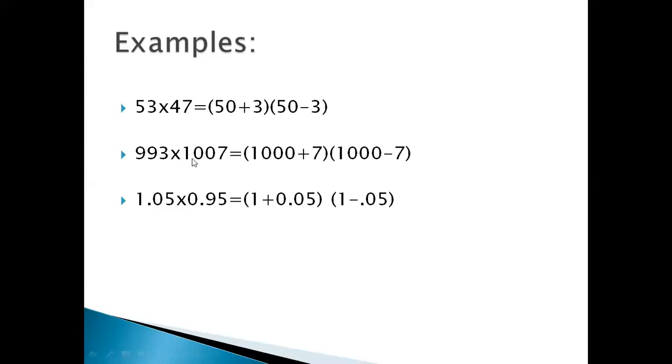Now in the second example, biggest number is 1007. Break it first, we get 1000 plus 7, and 993 will be same but with the subtraction sign, 1000 minus 7. Now here biggest number is 1.05. Break this number, for that, separate whole part 1 and decimal part 0.05 with addition sign. For the second number, the smallest number, we'll have the same bracket but with minus sign, and you can check it will be equal to 0.95.